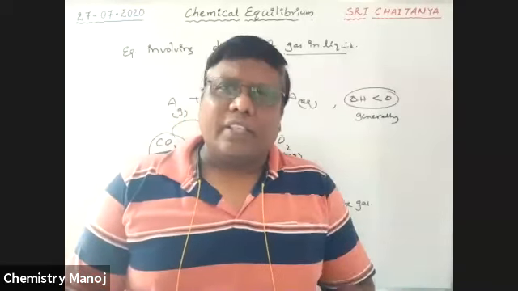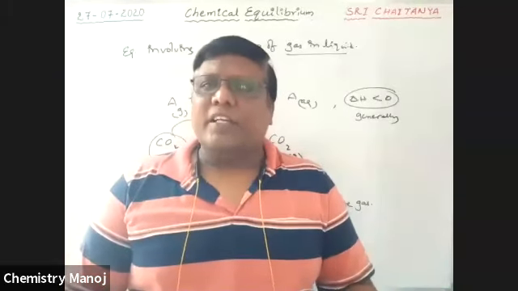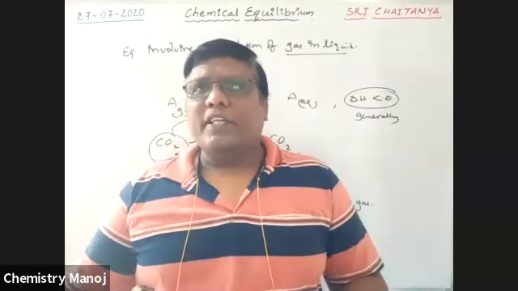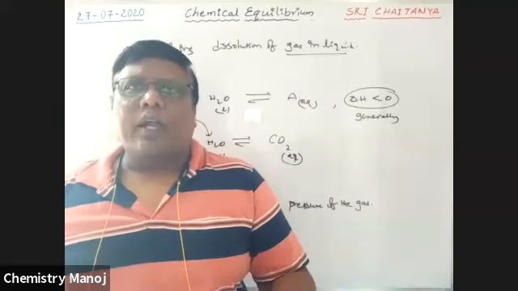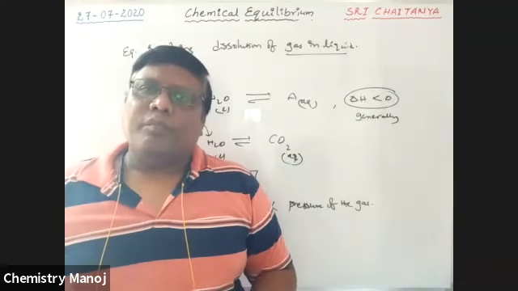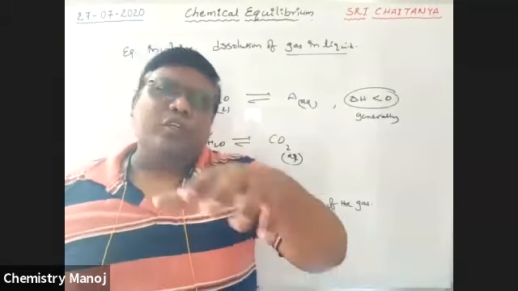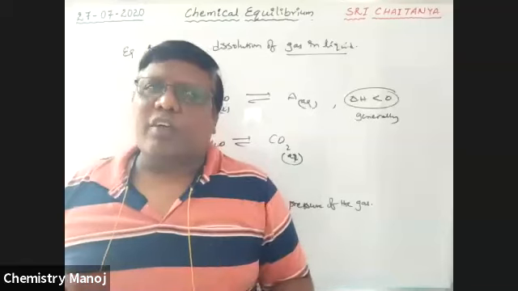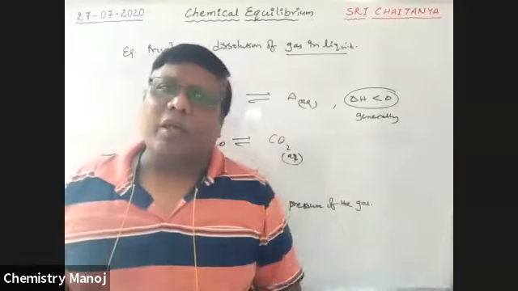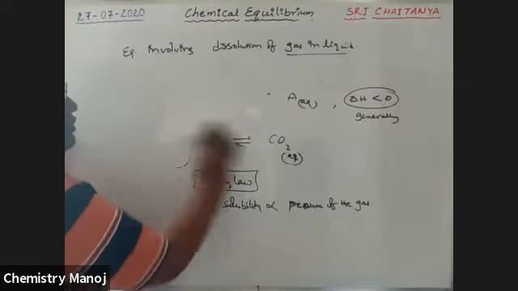Sir, how do we identify whether a reversible reaction is at equilibrium or not? By observing constancy in color, constancy in pressure, constancy in concentration, or constancy in vapor pressure. A particular property which is visible to our naked eye, the constancy of that property means the reversible process is in equilibrium. Let us take an example. See here, how to identify whether the process is in equilibrium or not.